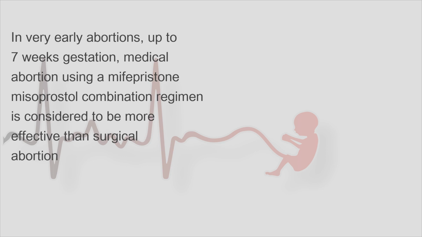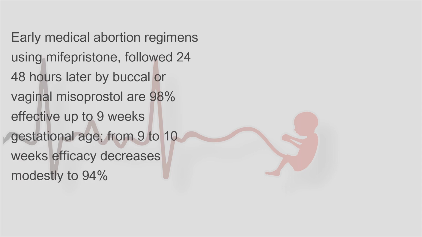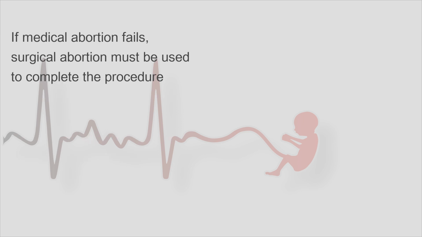In very early abortions, up to 7 weeks gestation, medical abortion using a mifepristone-misoprostol combination regimen is considered to be more effective than surgical abortion, especially when clinical practice does not include detailed inspection of aspirated tissue. Early medical abortion regimens using mifepristone, followed 24-48 hours later by buccal or vaginal misoprostol, are 98% effective up to 9 weeks gestational age. From 9 to 10 weeks, efficacy decreases modestly to 94%. If medical abortion fails, surgical abortion must be used to complete the procedure.